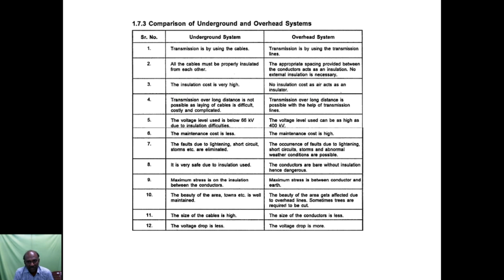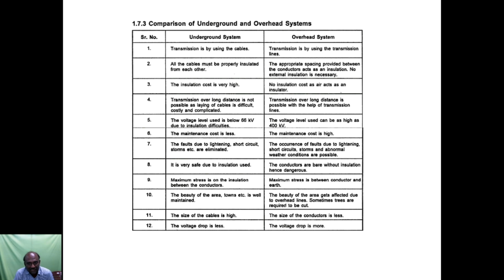But in overhead, appropriate spacing between the conductors serves as insulation. No external insulation is necessary. But the conductors may be affected by wind, and the external environment, from which we have to protect the conductors. In that way we need insulation. In the underground system, the insulation cost is very high, so the cost is very high.